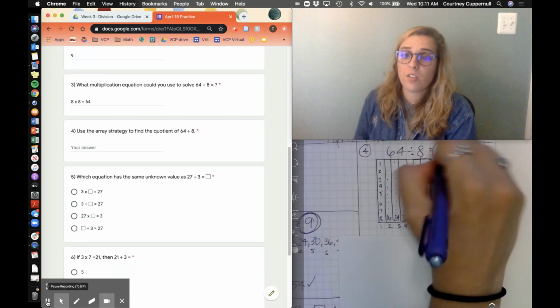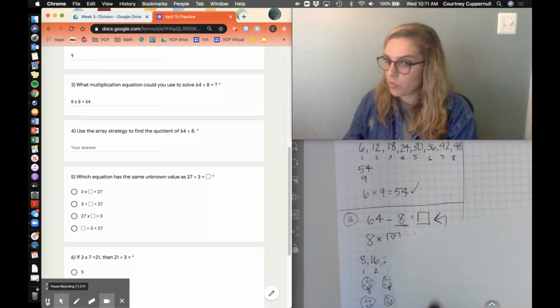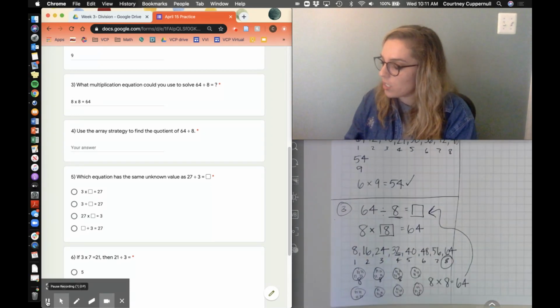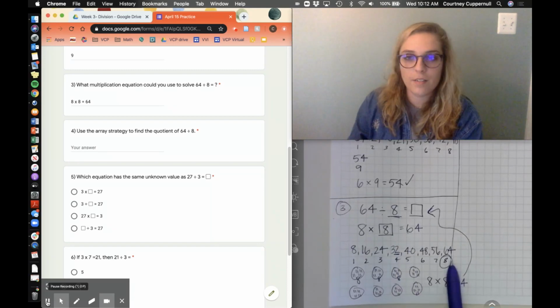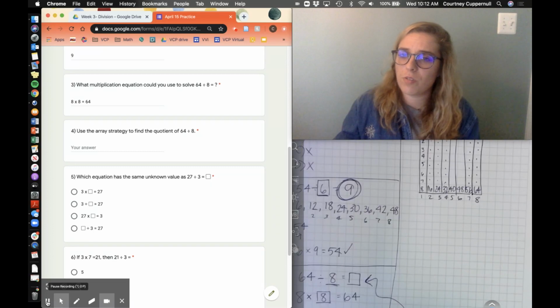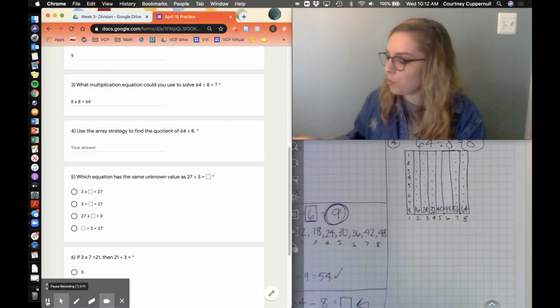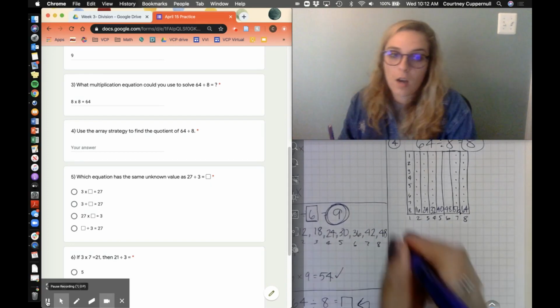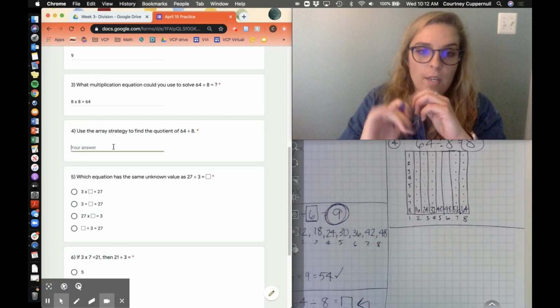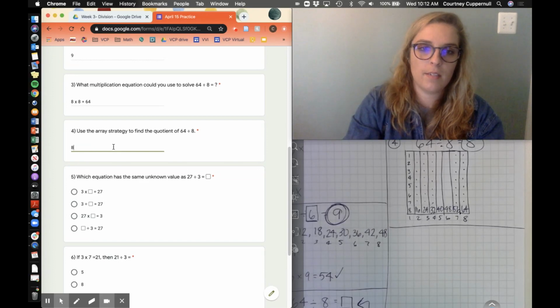I know that that's the correct answer because we proved it over here using our multiplication strategy, our skip counting strategy, and our modeling strategy. We're just reminding you of the variety of strategies you can use. I would not expect you to show that many strategies to solve one problem. 2 is always your best bet. All right, so we know then, using the array strategy, the quotient of 64 divided by 8 is 8.